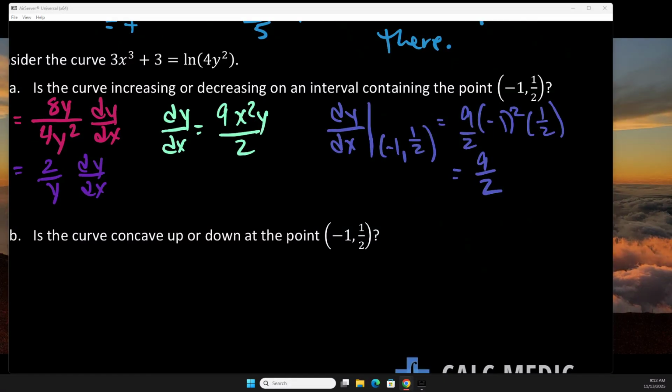And because this didn't say justify, it just wants you to answer the question, increasing or decreasing. I'm just going to answer that question. What do you guys think? Increasing. So positive is going to be increasing. Oh, that's wrong. There we go. 9/4.